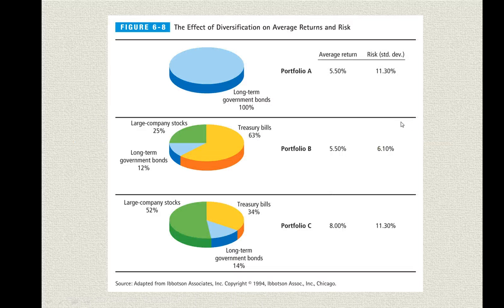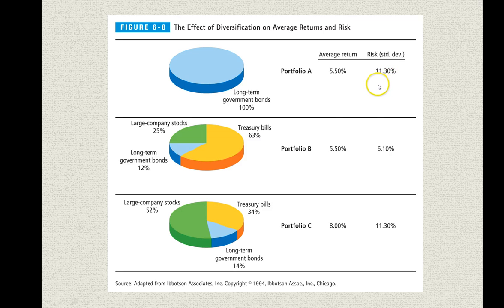Okay, so I also want to briefly talk about one example of asset allocation, and we can also see from here the benefit of diversification, which means that we can either reduce risk but keep the same return, or we can keep the same risk but increase our return. So here we have a baseline investment, portfolio A. For the baseline investment, we put all of our money in long-term government bonds, so 100% invested in this type of security. The average return is 5.55%, and the risk, which is measured by standard deviation, is 11.30%.